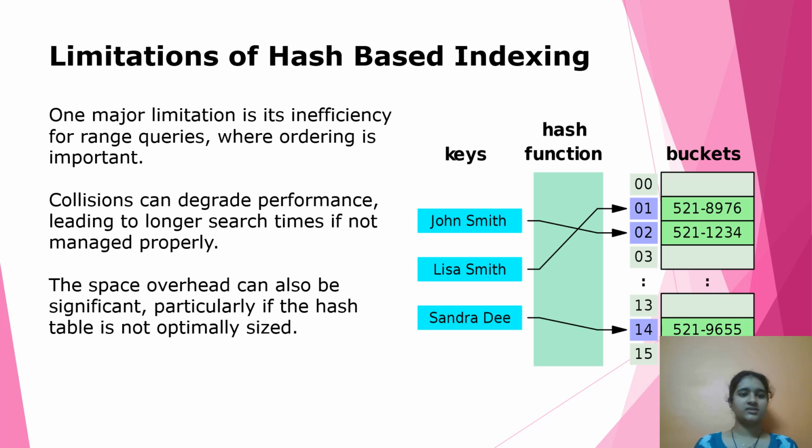Limitations of hash-based indexing. One major limitation is its inefficiency for range queries, where ordering is important. Collisions can degrade performance, leading to longer search times if not managed properly. The space overhead can also be significant, particularly if the hash table is not optimally sized. Here we can see how the function is done. Here the key values are John Smith, Lisa Smith, and Sandra Dee. In this bucket we can see the values and how the function works.